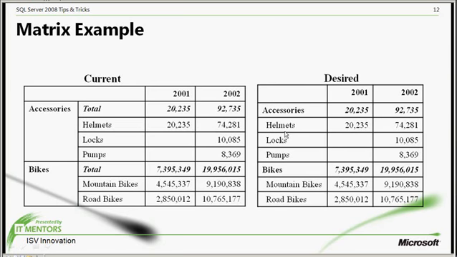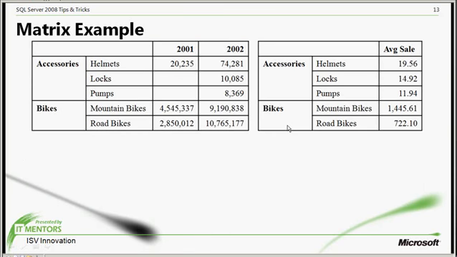So in this case, we can see that accessories is the parent element, and then helmets is going to be the child element. Let's look at another example where we have two different matrices and we want to combine the results of this.